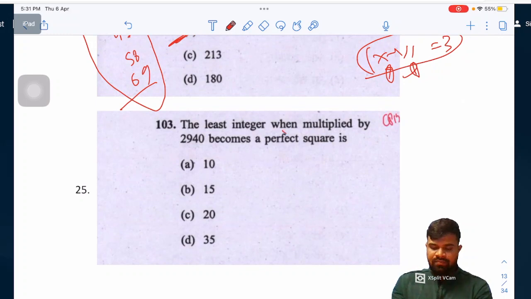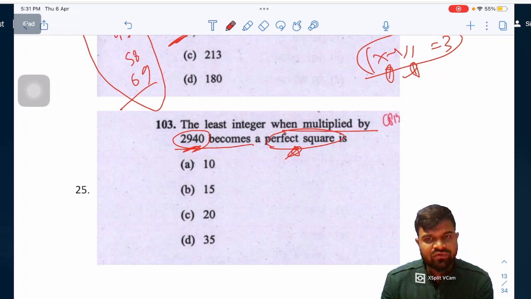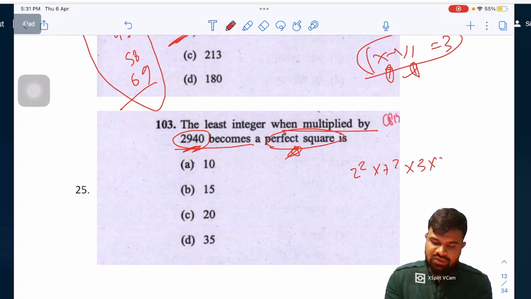Now find the number by which 2940 is multiplied to become a perfect square. This is how you will do this. We will go for the prime factorization of 2940. In this case, it will be 2 squared into 7 squared into 3 into 5. Try to do it by yourself. I've already told you how to do prime factorization.